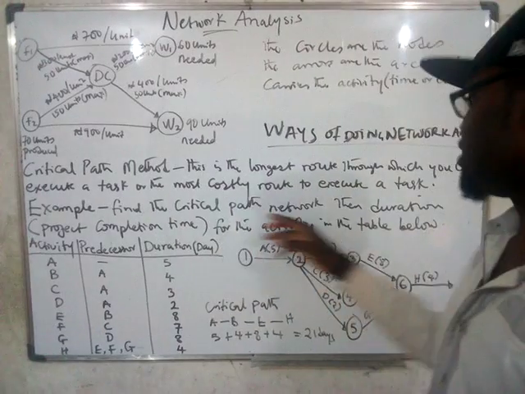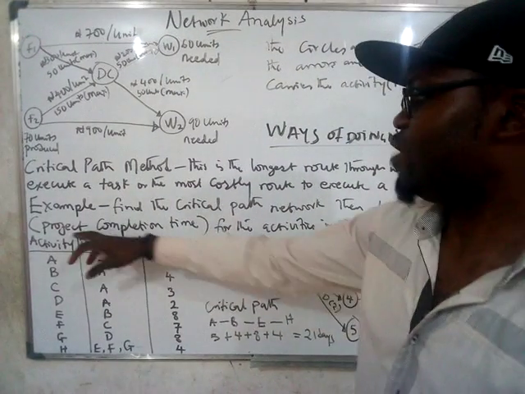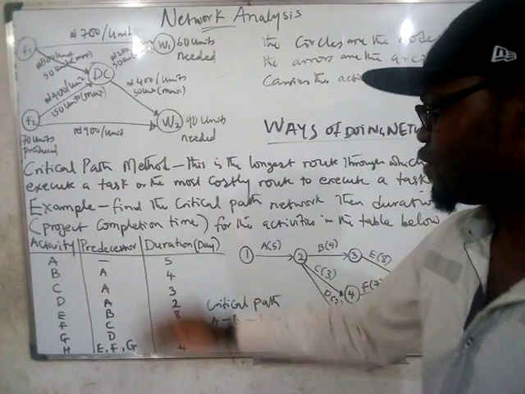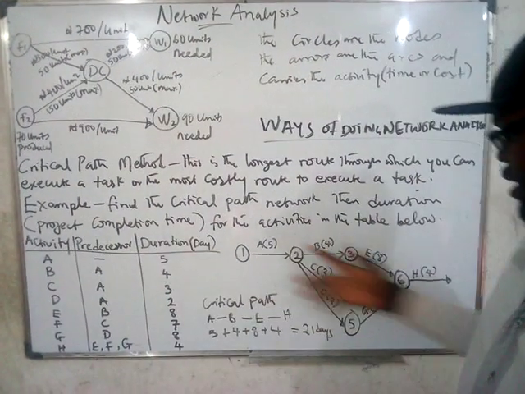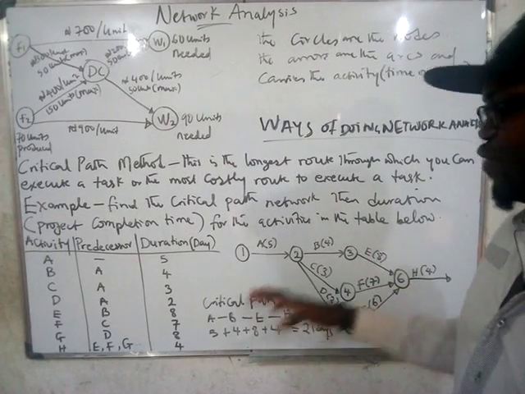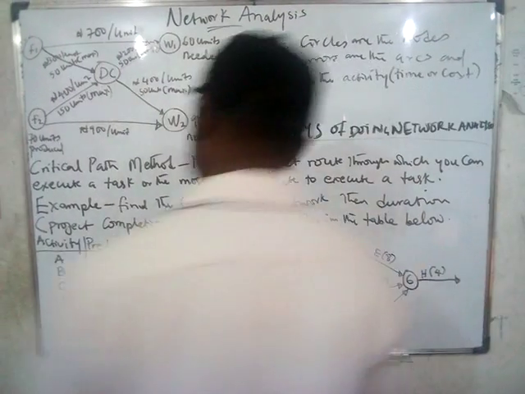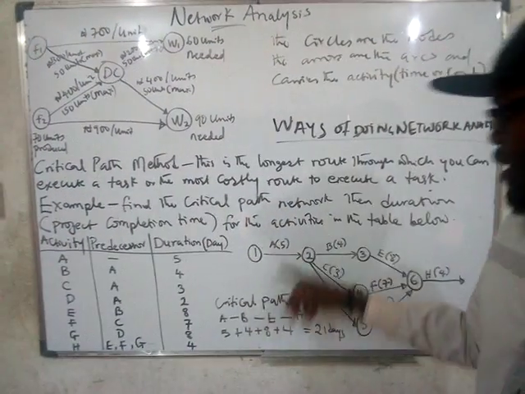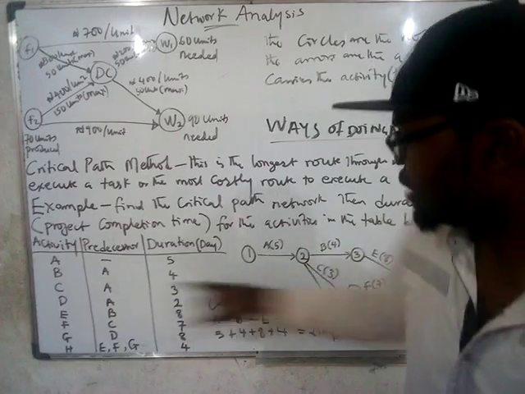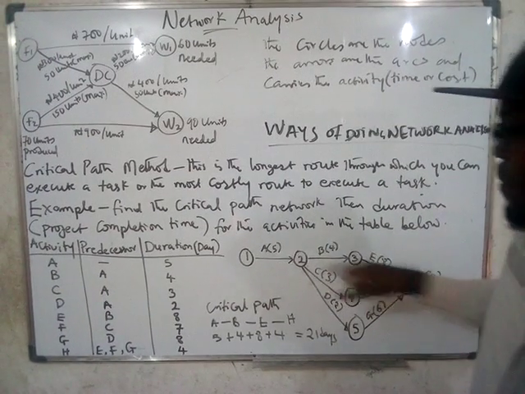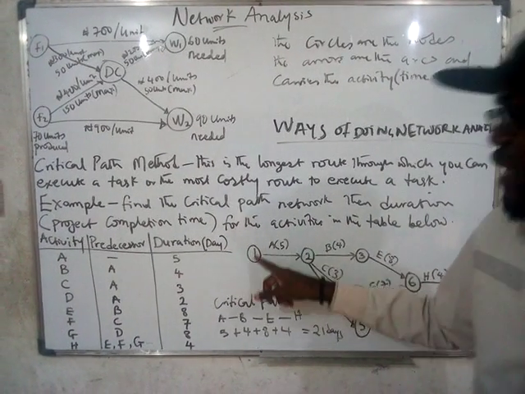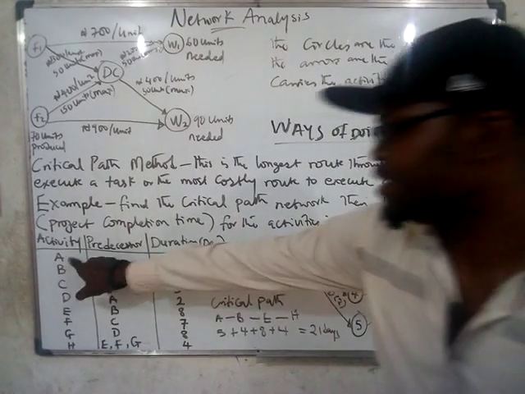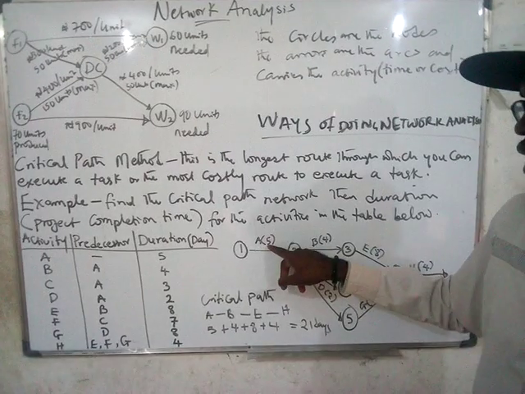Find the critical path network, then the duration or project completion time for the activities in the table. These are the activities. So first of all, you draw these activities into a network, then you determine the one that has the longest path. And to draw these activities is very, very simple. The first one is A, the first activity. I told you that the lines are for the activities, whereas circles are for the nodes. So you can assume node 1, this is the first activity A, and it has a duration of 5. That's why we have 5 here.